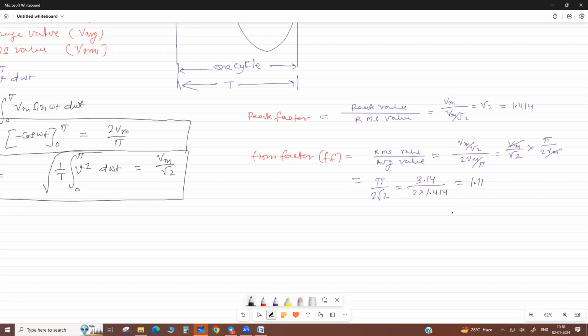That's why these AC voltages are multiples of 1.11, like 11 kV, 33, 6.6, 220, 110, and so on. Okay. Clear? Now come to the next part.